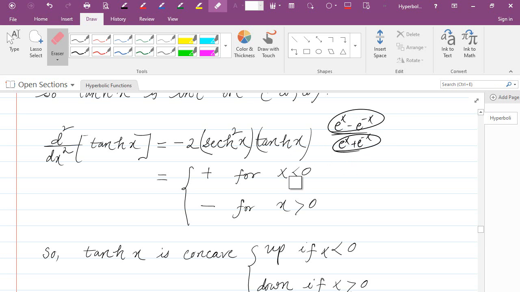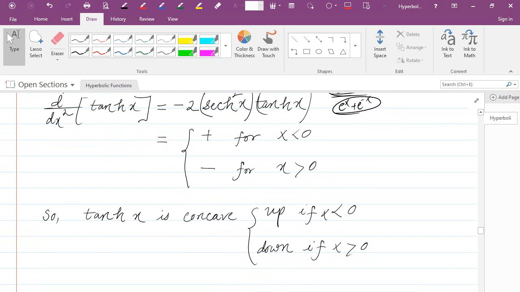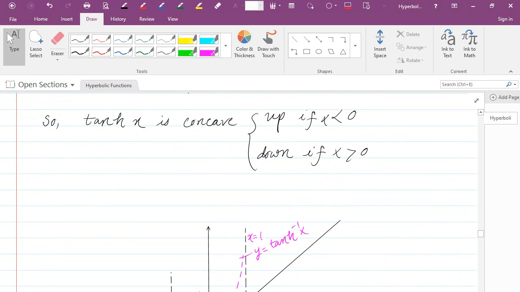So when x is negative, hyperbolic tangent of x is negative, and then we have a -2 here, so that makes it positive. And similarly, when x is positive, hyperbolic tangent of x is positive, and because of the negative, we get negative here. So that means the second derivative of the hyperbolic tangent of x is positive and negative according as x is negative or positive. So it tells us that the hyperbolic tangent of x is concave up when x is negative, and it's concave down when x is positive.